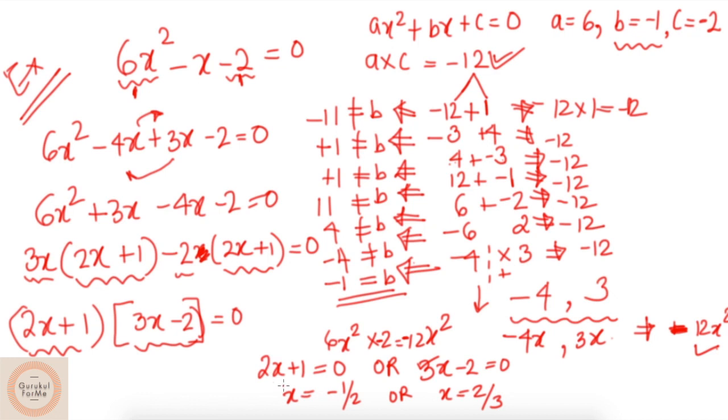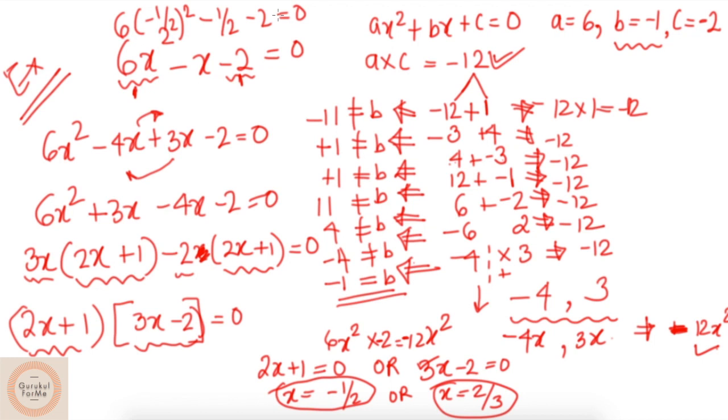Perfect. How do you see that this is correct or not? What you do is you substitute 6 into minus 1 by 2 the whole square minus 1 by 2 minus 2 is equal to 0. See if you are getting this answer on the left hand side equal to 0 by substituting. Try with 2 by 3 also, x is equal to 2 by 3 in this equation. That's what tells you that the answer is correct.